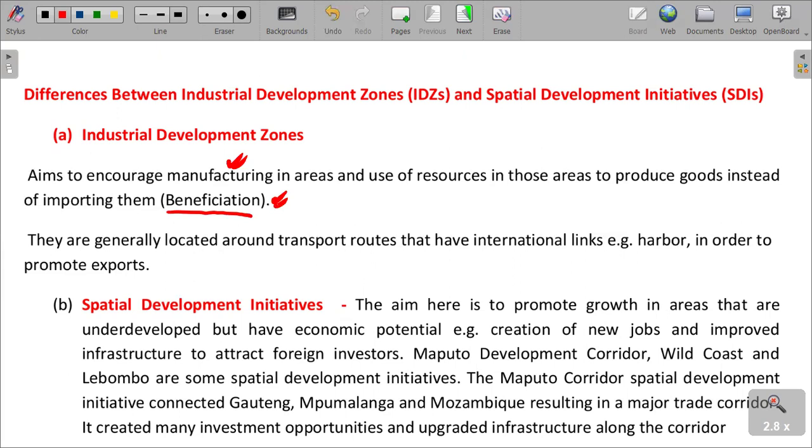So identify places which are underdeveloped, and also encourage manufacturing in those areas through the use of resources within those areas. The resources in those areas were to support self-reliance, doing away with importation and encouraging localization of production.